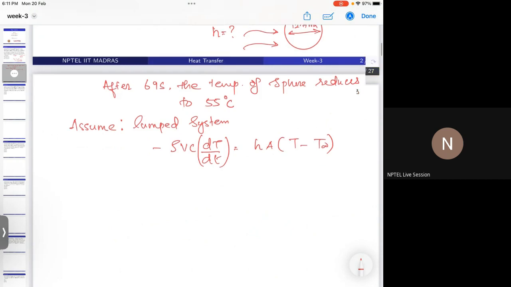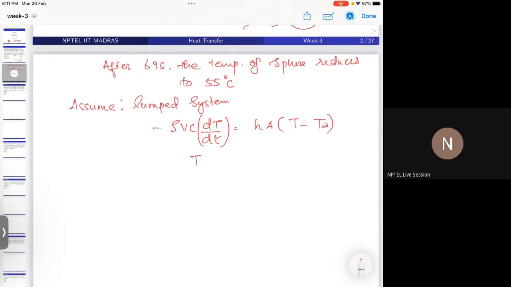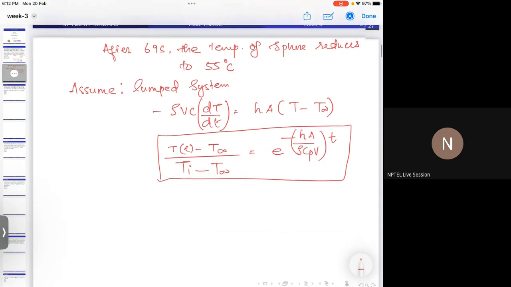If you solve this equation, which is already solved in the lectures, you will get (T minus T infinity), the temperature at any time instant minus T infinity, divided by the initial temperature Ti minus T infinity, equal to e raised to minus hA by rho c_p V times the time. This is the temperature profile we get if you solve this equation. This solution is very simple, so you can also try on your own.